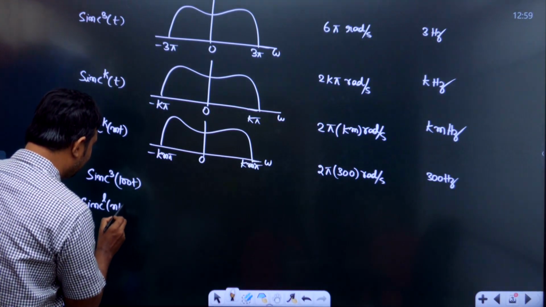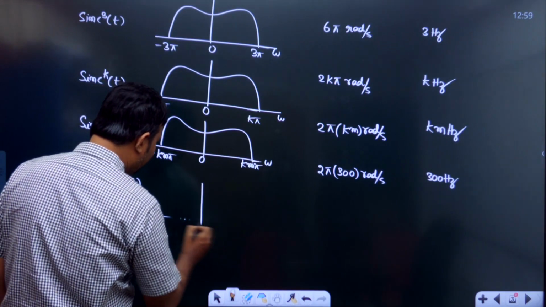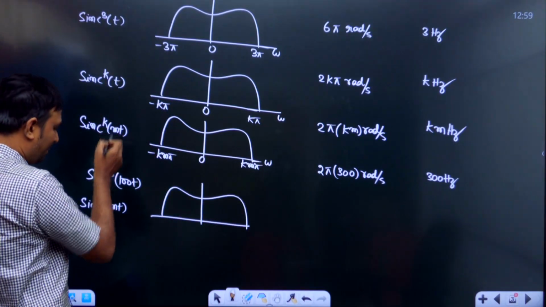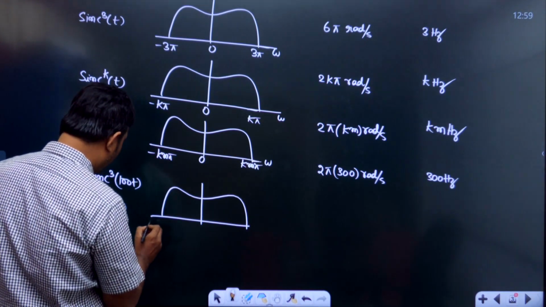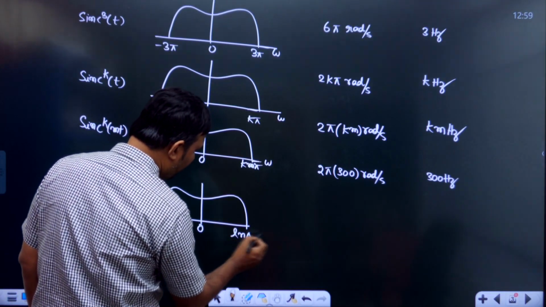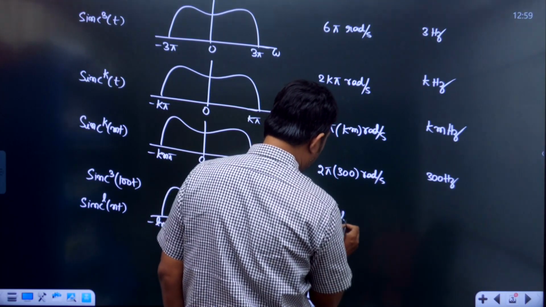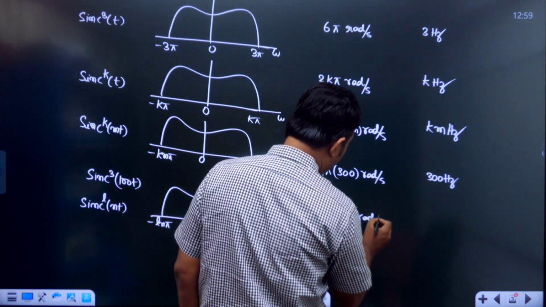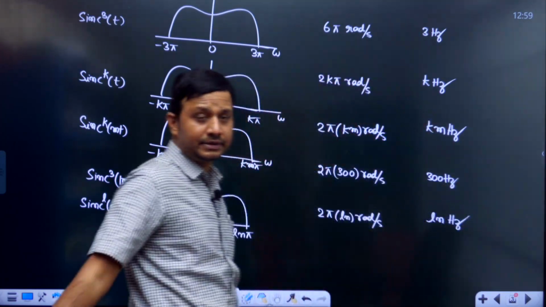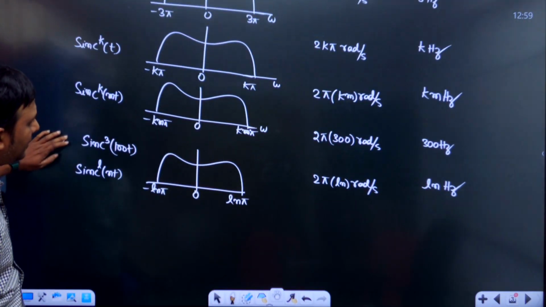In the same way, suppose I ask you for one more signal, sinc power L of nt. Its Fourier transform is again some signal. In the place of k I am having L, in the place of m I am having n. So it ranges from minus ln pi to ln pi. So the Nyquist rate would be 2 pi into ln radians per second, or this is ln hertz. Right?